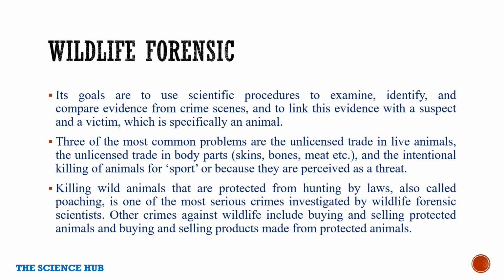Three of the most common crimes faced by wildlife forensics are the unlicensed trade in live animals, the unlicensed trade in their body parts, and the intentional killing of animals for sport or because they are perceived as a threat. Killing of wild animals that are protected from hunting by laws is also called poaching, which is one of the most serious crimes investigated by wildlife forensic scientists. Other crimes against wildlife include buying and selling of protected animals and buying and selling of products made from these protected animals.